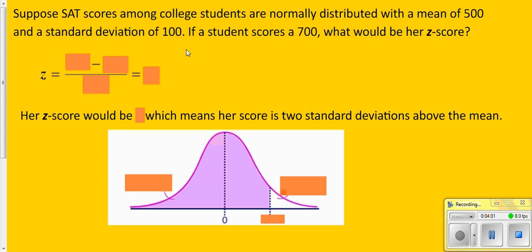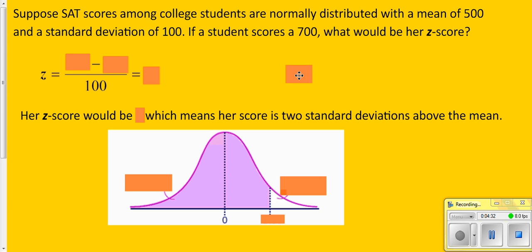So suppose we have a situation like this here. We have SAT scores. The mean is 500. The standard deviation is 100. And if a student scores a 700, what would their z-score be? Meaning, how many standard deviations are they above the mean? Well, we know we're above because 700 is larger than our 500. Well, we got to go ahead and plug in our information here. Our standard deviation, 100, that goes on the bottom.